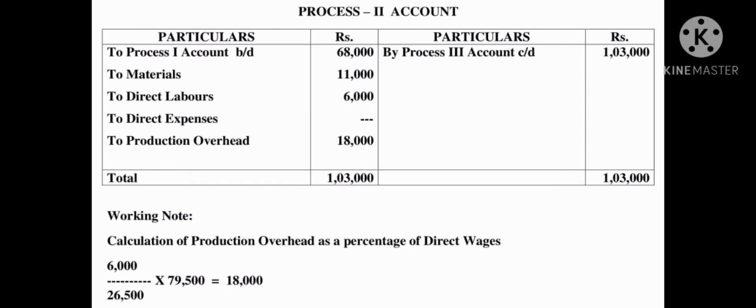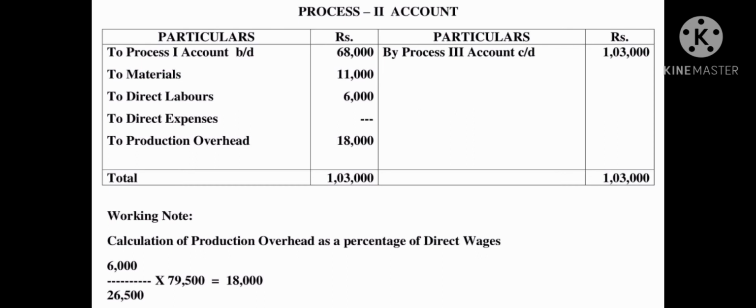You see the production overhead. Again, like process 1 account, we have to do the working note, and only then can we identify the value. Based on the direct wage value of process 2, we have to calculate the production overhead for process 2. The direct wage value is 6,000, divided by the total direct wage value, 26,500, which is available in the sum, and multiplied by the total production overhead, that is 79,500. So finally we get 18,000 as the production overhead for process 2 account.